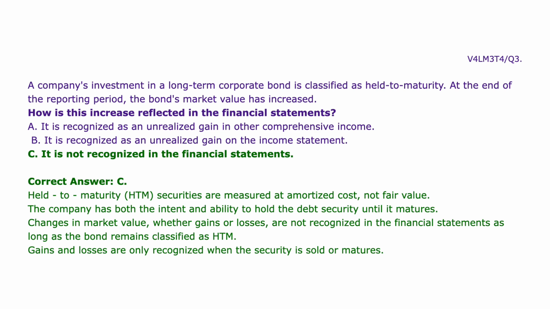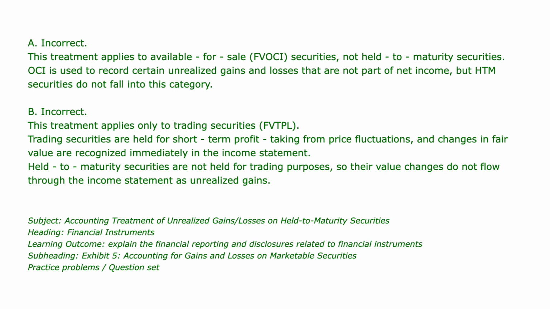Held to maturity, or HTM, securities are measured at amortized cost, so changes in market value, like the increase here, are not recognized in the financial statements. Gains or losses are only recognized when sold or at maturity. A. OCI recognition applies to available for sale securities, AFS or FVOCI, not HTM. B. Income statement recognition applies to trading securities, FVTPL, not HTM.